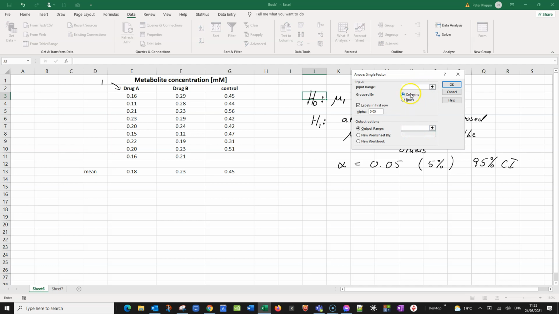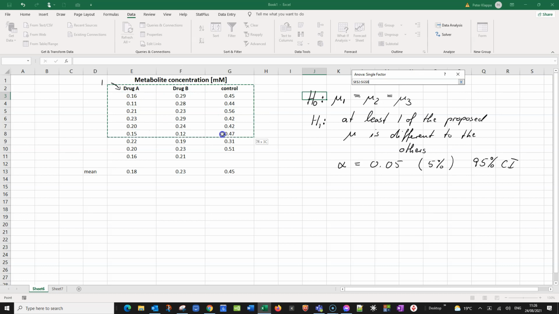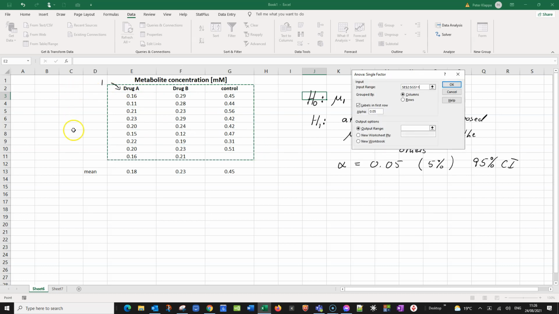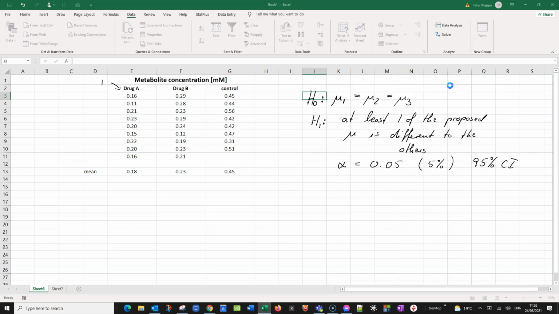And let's take this away. So how do we do that? All we need to do is go for the input range. Here we take, with the labels, the whole array of our data that we have. We are grouped by columns because we've got drug A in the first column, drug B in the second, and control in the third column. We've got labels in our rows, and we want an alpha of 0.05. And all we need to do is choose an output range. Let's put the output here and click OK.